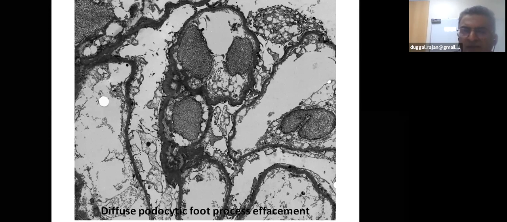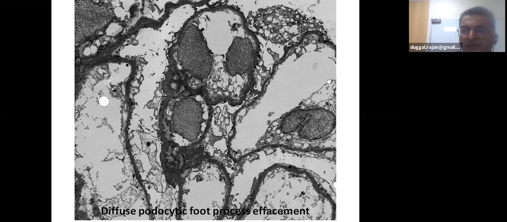So you have to remember one important thing. When in electron microscopy I say there is diffuse podocytic foot process effacement, if there is a segmental lesion in light microscopy, I label that as primary FSGS or a primary podocytopathy. If there are 25 glomeruli with normal morphology, I see diffuse foot process effacement, and IF is negative, I label that as minimal change disease.